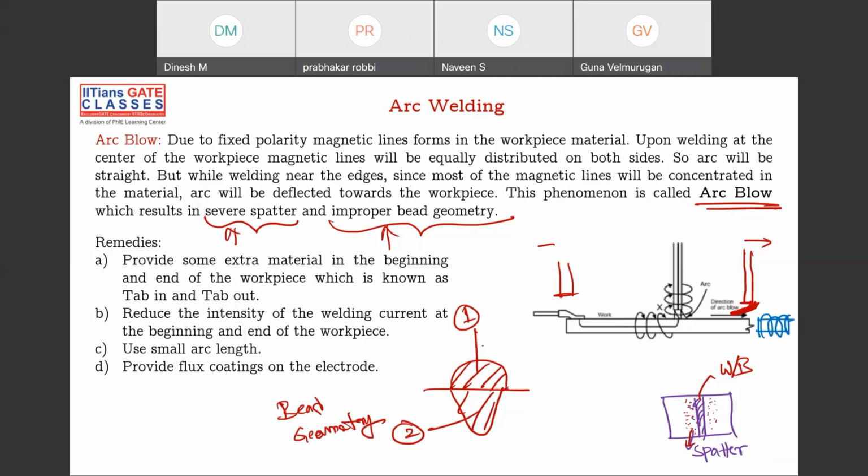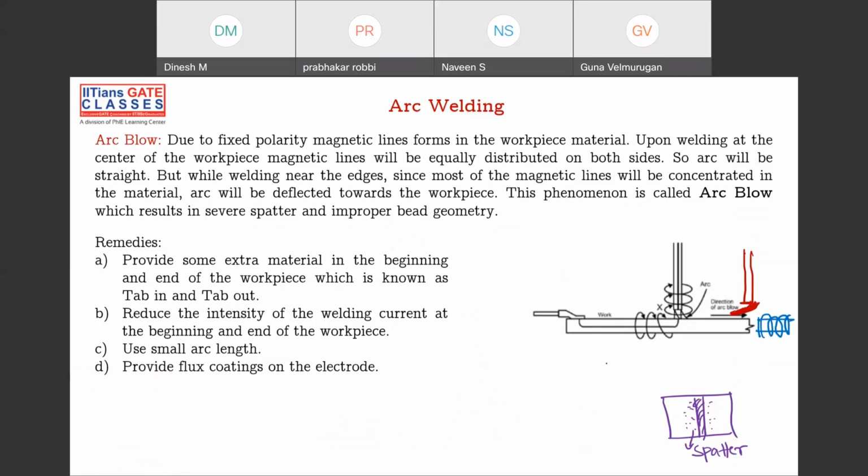What is one? The protrusion onto the weld bead. Yes, reinforcement. What is two? Excellent. Penetration. Amazing. So we have seen the percentage dilution is area of penetration divided by area of reinforcement plus area of penetration. We have seen that clearly in the previous class. Very good. So that bead geometry is not coming out to be good.